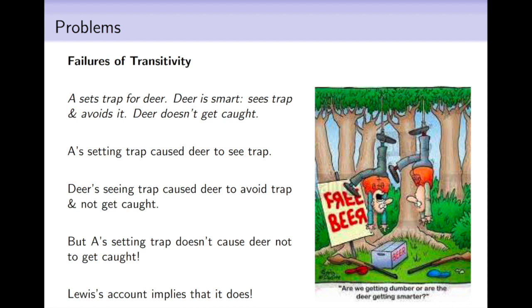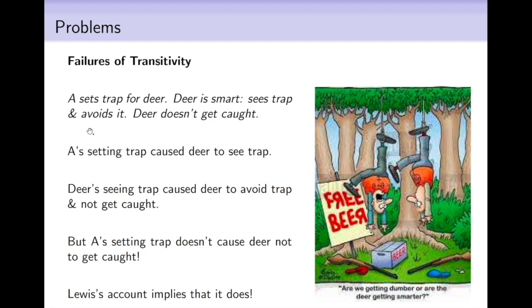But we don't want to say that Alice's setting the trap causes the deer not to get caught, I take it. So we have what appears to be a failure of transitivity. Alice's setting the trap causes the deer to see it. The deer seeing it causes the deer to avoid it. But it's implausible to say that Alice's setting the trap causes the deer not to get caught. So this is a problem. Maybe causation isn't transitive. Maybe examples like this show that it's not. But Lewis really needs it to be transitive if his solution to the problem of preemption is going to work. So, another worry for Lewis's account.